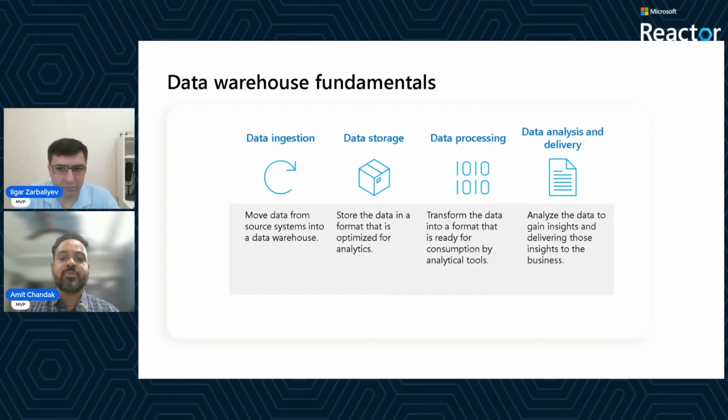Then data storage means we are going to store the data here in Microsoft Fabric, and here we are going to use warehouse. Now for data processing, when you're using warehouse, T-SQL is your choice. You're going to create procedures, transform that data, and make it ready for analysis. And making it ready for analysis means we are going to create some kind of star schema or snowflake schema. And once that is done, we are going to create a semantic model on top of it.